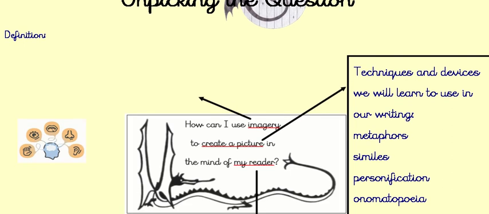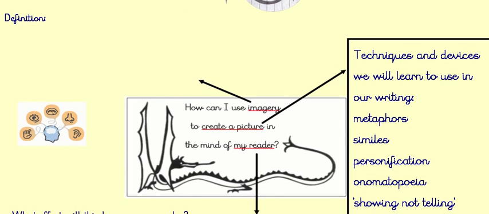How can I use imagery to create a picture? What techniques can we use in our writing to create a picture? And I've listed some here. You can use metaphors, where you say something is something. You can use similes, where you compare two things. You can use personification, where we give certain things human qualities. Or we could use onomatopoeia, where words sound like how you say them. Okay, so we could use all those different techniques.